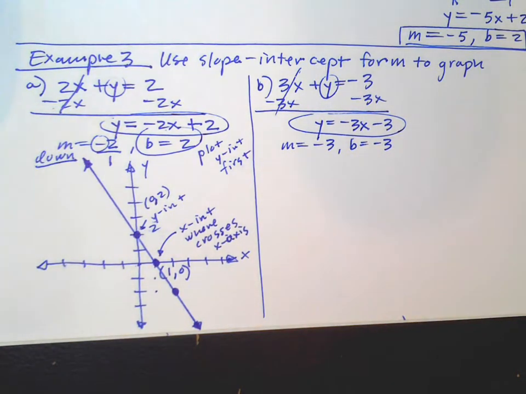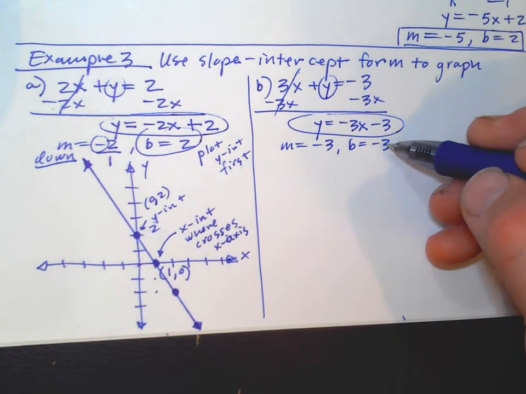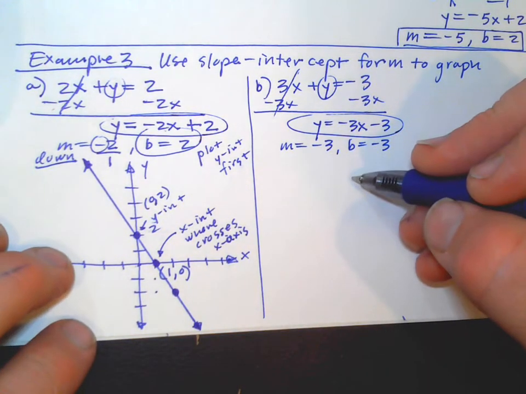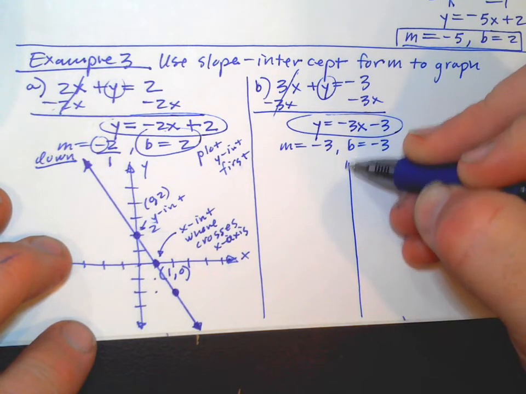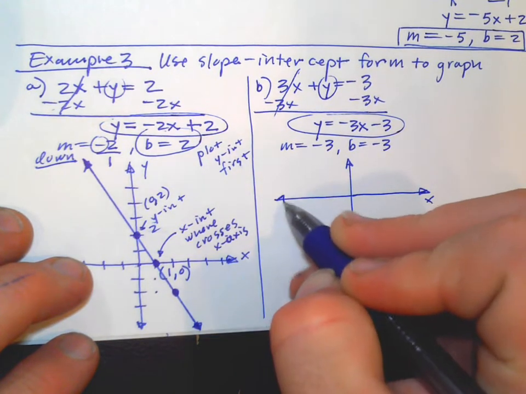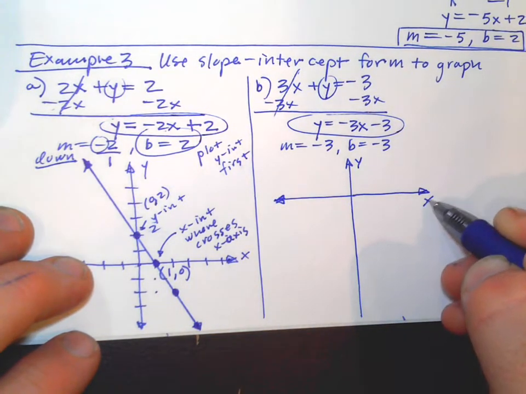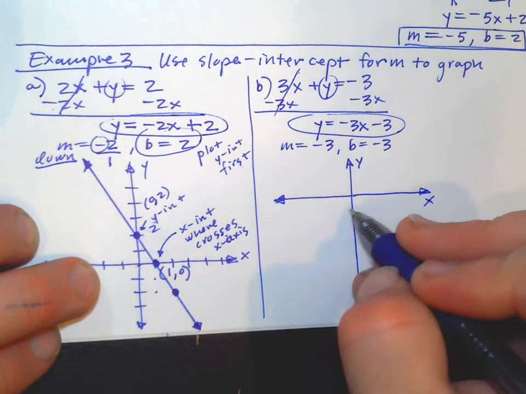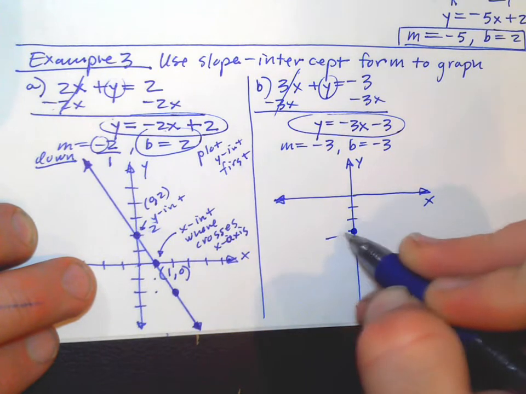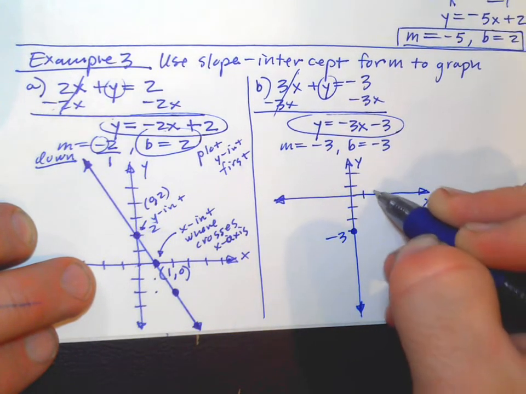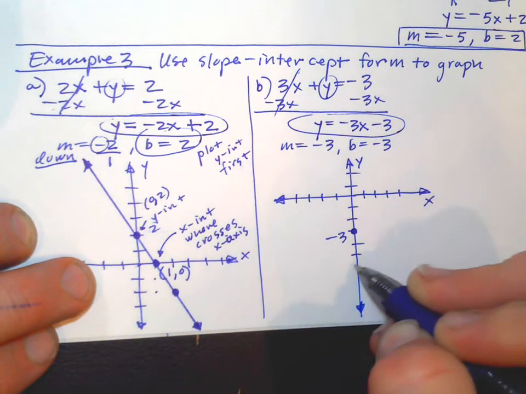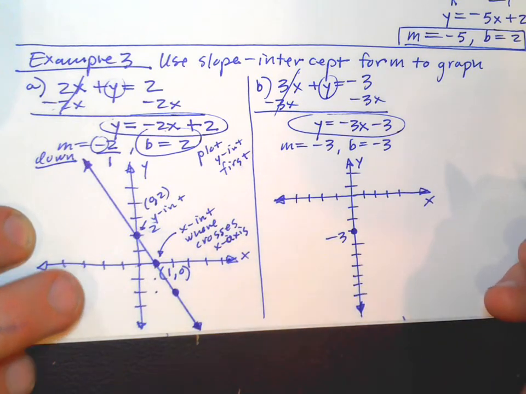Now, you could also think that when you go to make this graph, it's going to be further down below, and it's going to have a negative slope, so it's going to keep going down. So when I go to graph it, I might give myself more room below the x-axis just to fit the graph better. So 1, 2, 3. That's going to be the y-intercept, negative 3.